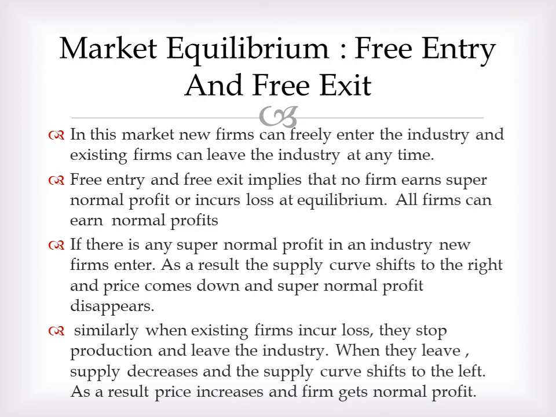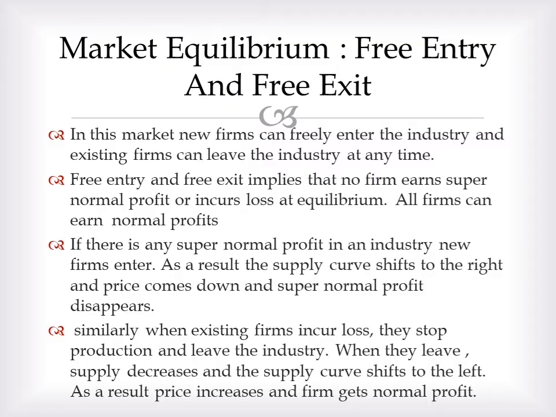In case of loss, when existing firms are incurring loss, obviously they will stop production and leave the industry. When they leave, supply decreases, which means the supply curve shifts to the left. As a result, price increases and the firm gets normal profit. So this is the process happening under a free entry and free exit market.